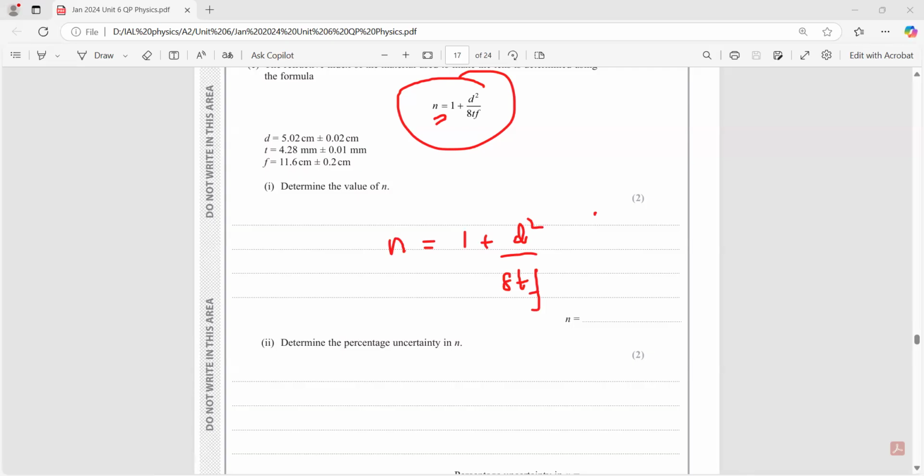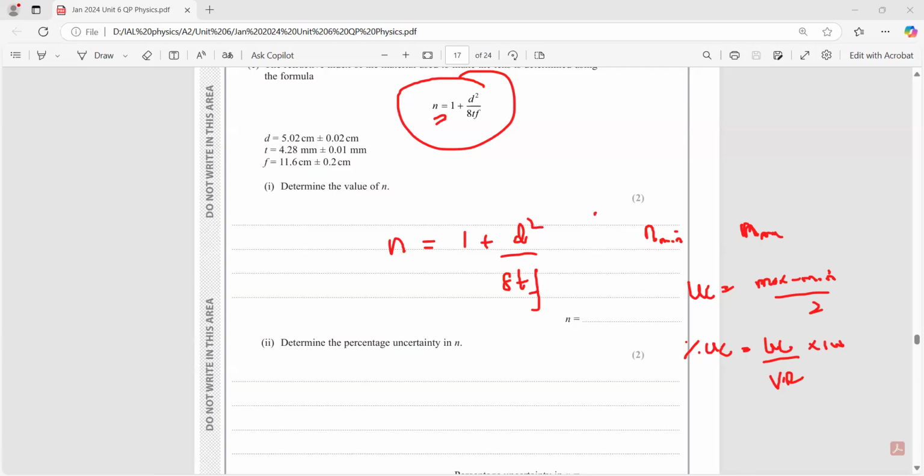There are two ways to do this question. First, I will find n minimum, then I will find n maximum, and then the uncertainty will be maximum minus minimum divided by 2. That will be the uncertainty, and percentage uncertainty will be the uncertainty divided by the value recorded of n, or the mean value, into 100. That will give us the percentage uncertainty. This is one way of doing it. Okay. What is the second way of doing the same question?